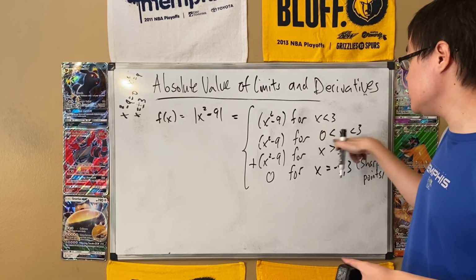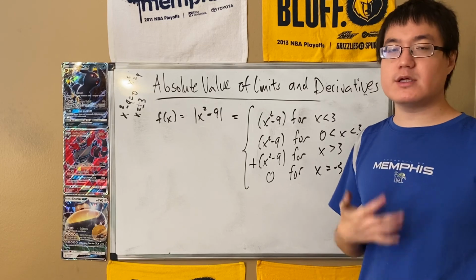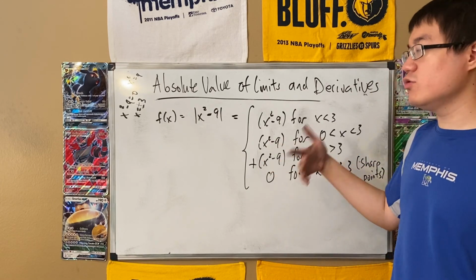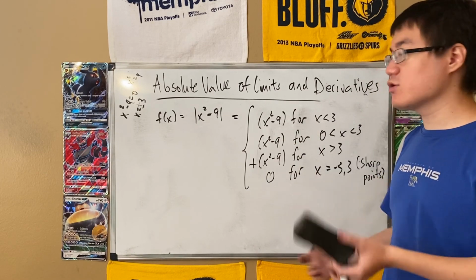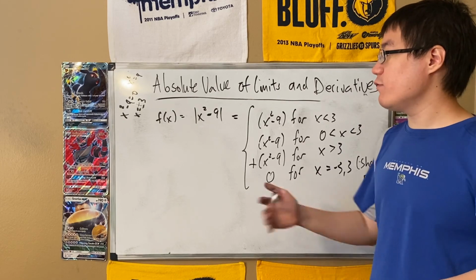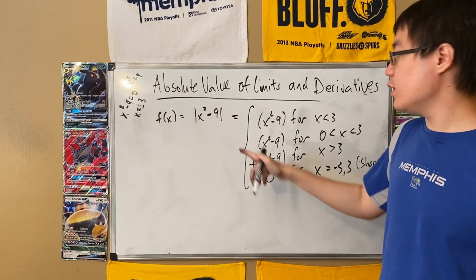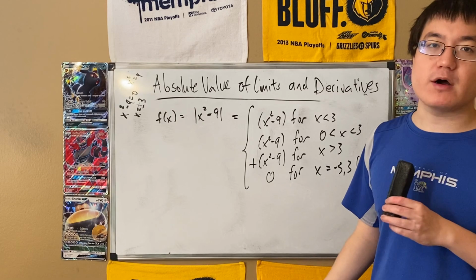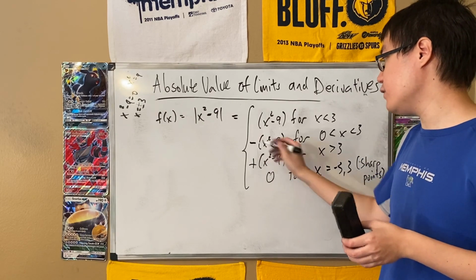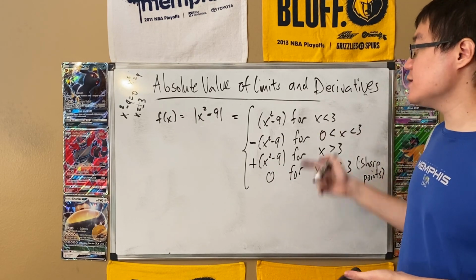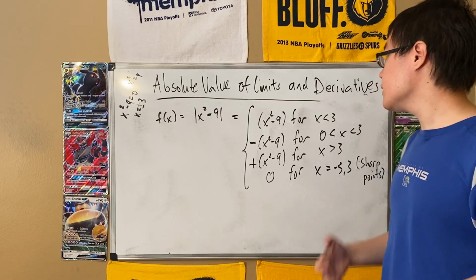Let's take between 0 and 3. From 0 to 3, let's choose a number like 2. Well, 2 squared minus 9 is going to be a negative quantity. So how do you get rid of absolute value bars with a negative quantity? All you do is you change the absolute value bars to parentheses and you put a negative in front. Finally, x is less than 3. That's a number like 0.